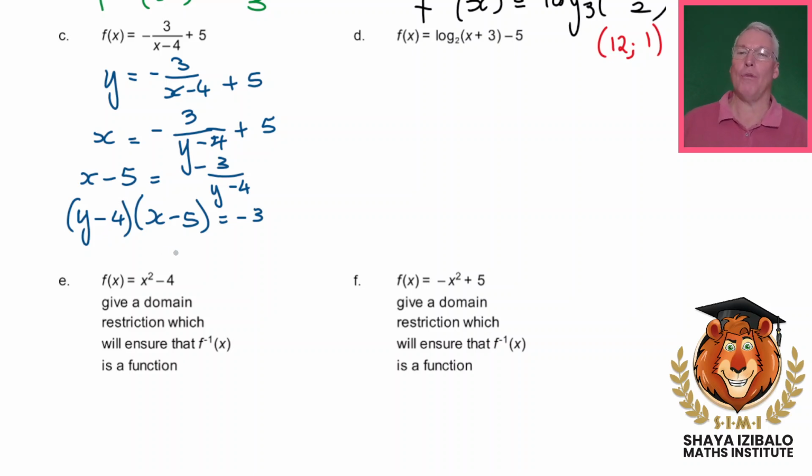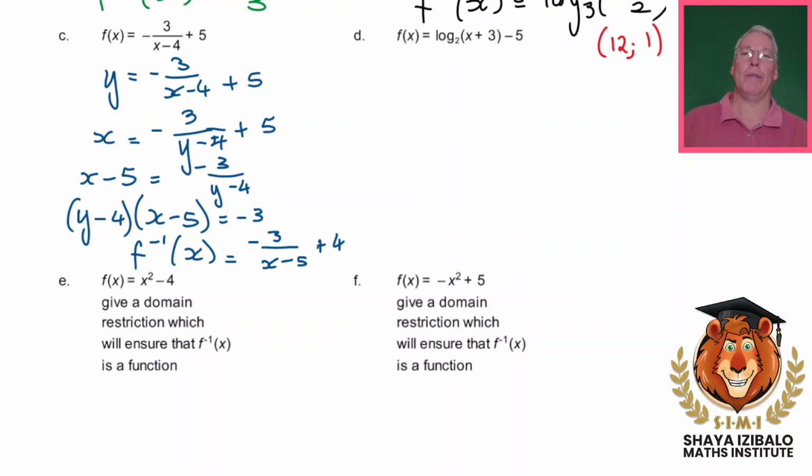And then we're going to add 4 to both sides. I'm going to do quite a lot in one go here. I'm also going to write it as f inverse of x. So I'm going to divide both sides by x minus 5. And then I'm going to add 4.